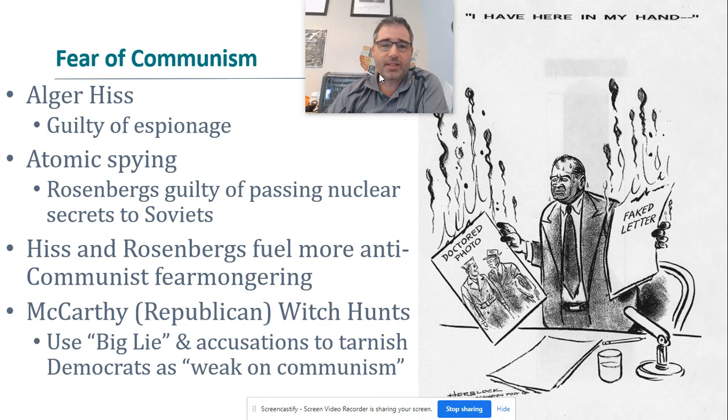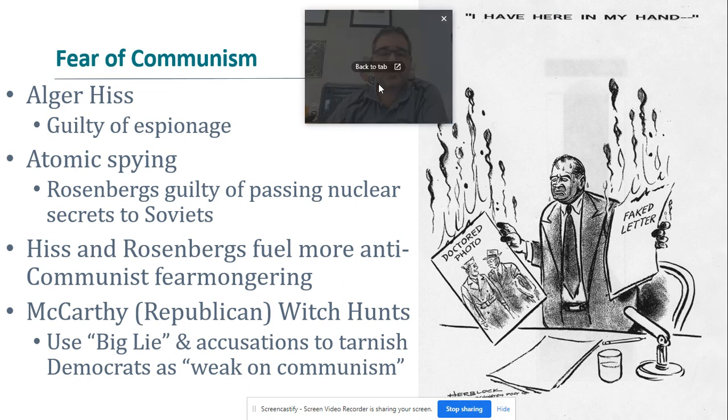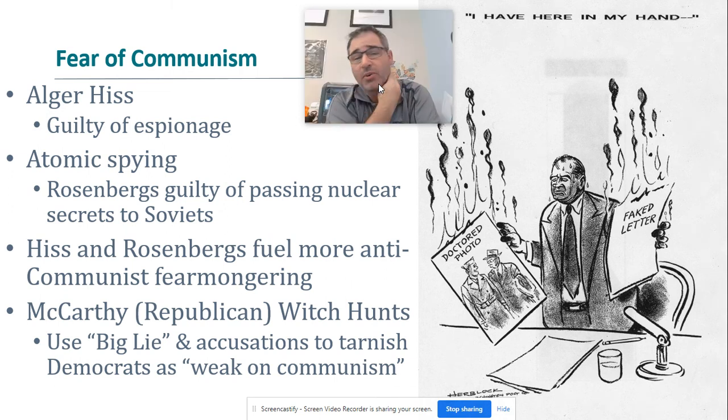Let's see. There were a few spies, which feeds into this mythology, or not mythology, but feeds into the fear. One spy was Alger Hiss, who was guilty of espionage. The Rosenbergs were passing nuclear secrets to the Soviets. They're going to be put to death. This just fuels that fear-mongering, and this is where McCarthy comes in.